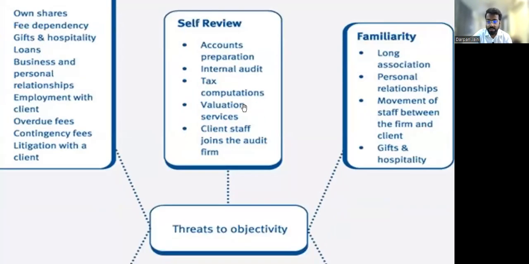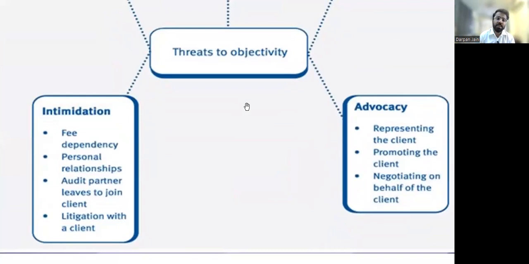All right, let's go to the next two types. Intimidation threat and advocacy threat. What do you mean by intimidation? When can I say that I'm getting intimidated by someone? When I have a fear of someone, right? When I'm fearing someone, that's when I can say that I am intimidated by someone.